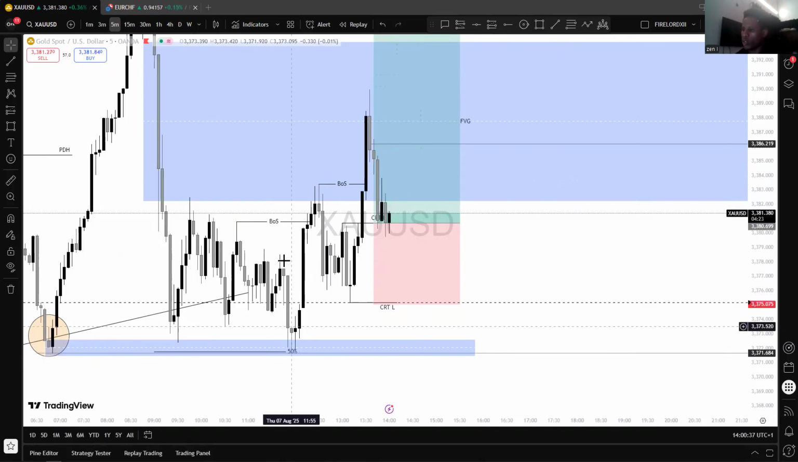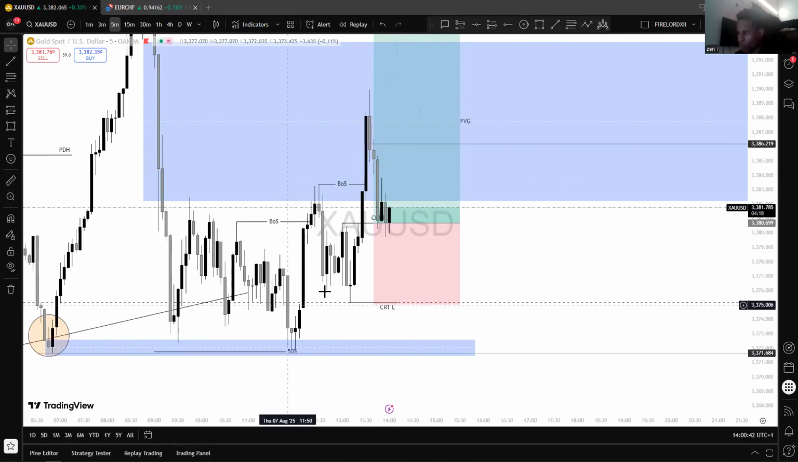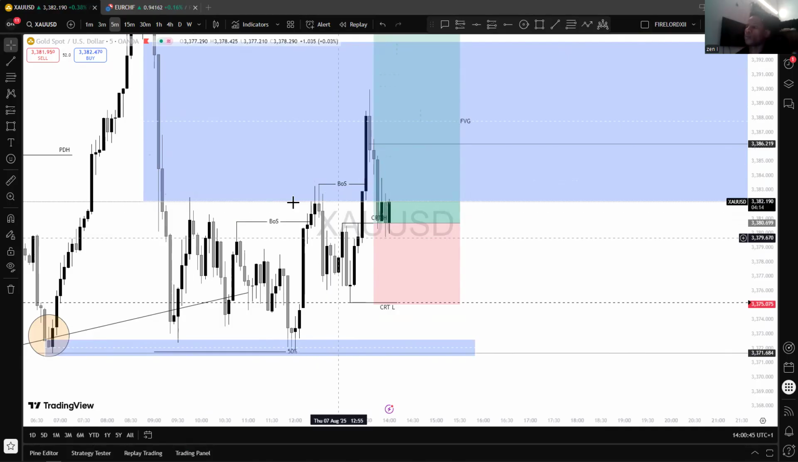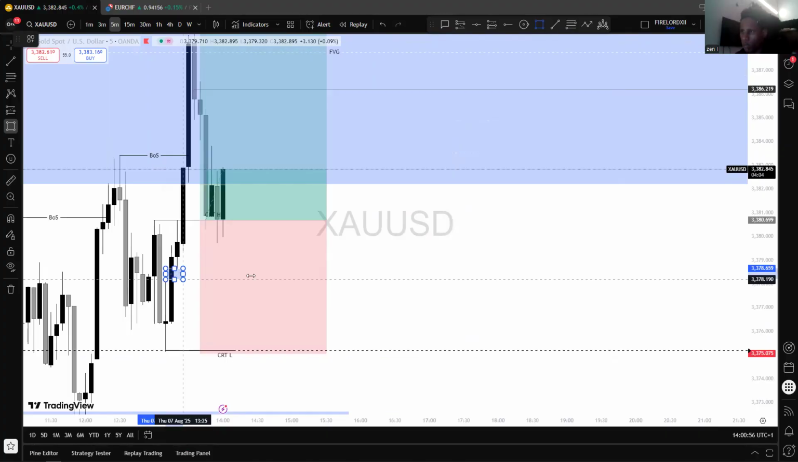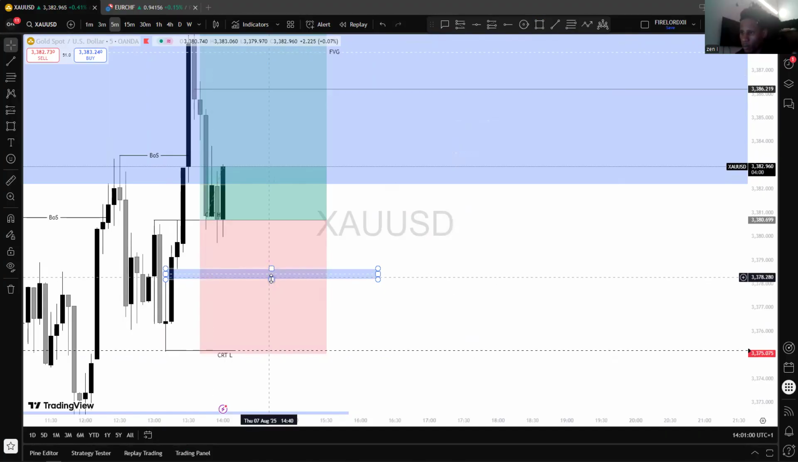Yes, break of structure. Price used this fair value gap to push to the upside. Now, it broke structure again. After breaking structure, we get the pullback. There's a baby fair value gap here. I call it a baby fair value gap. There's a baby fair value gap here.